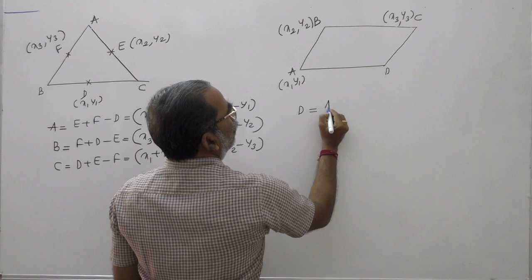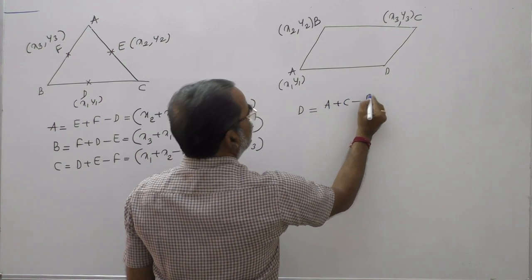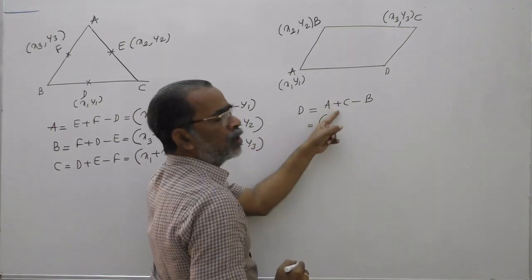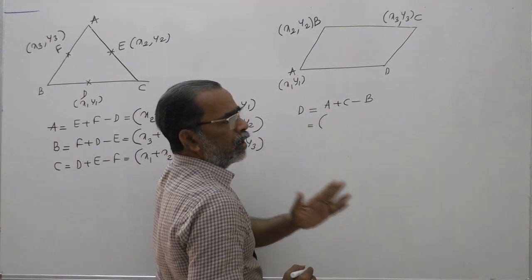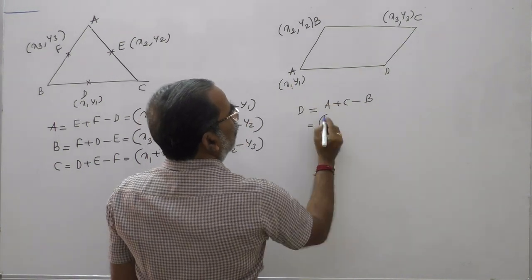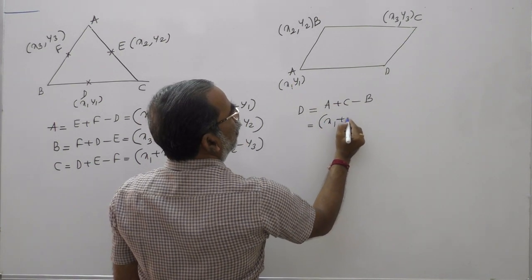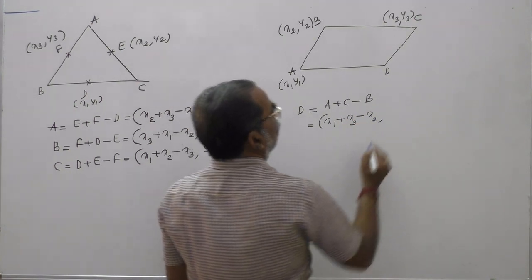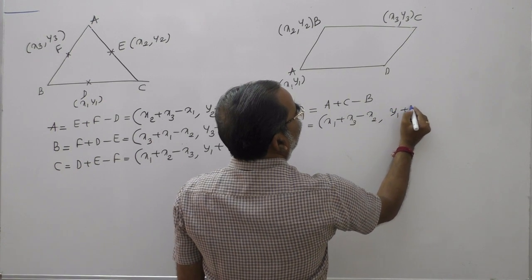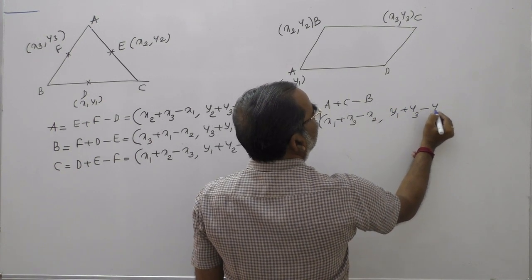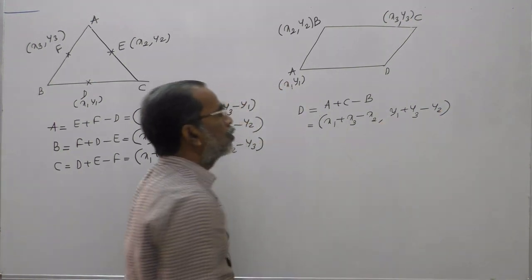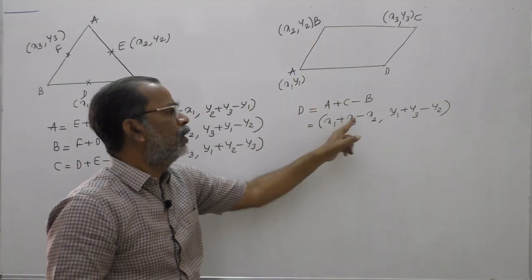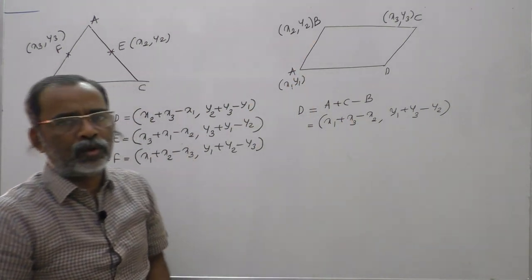Sum of these two, that is A plus C minus B. We will use this property to write the x coordinates as well as the y coordinates. For the x coordinates, x1 plus x3 minus x2. Same property for the y coordinates, y1 plus y3 minus y2. So this is the fourth vertex D. When three vertices are given, in this way we will write the fourth vertex.